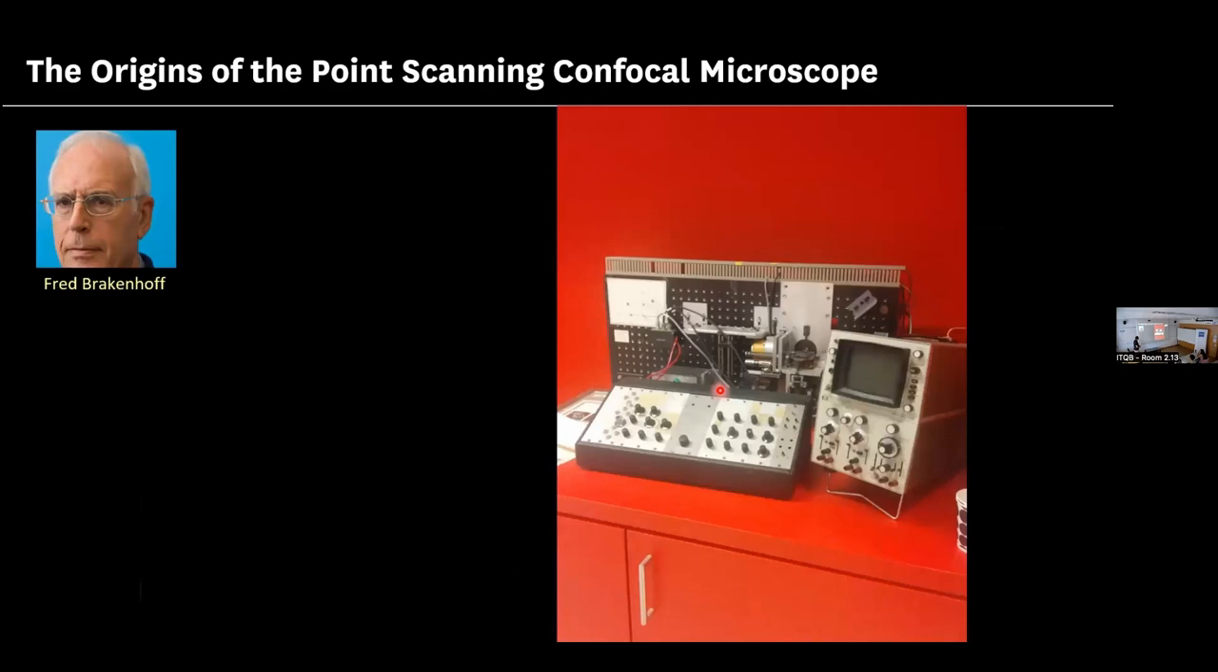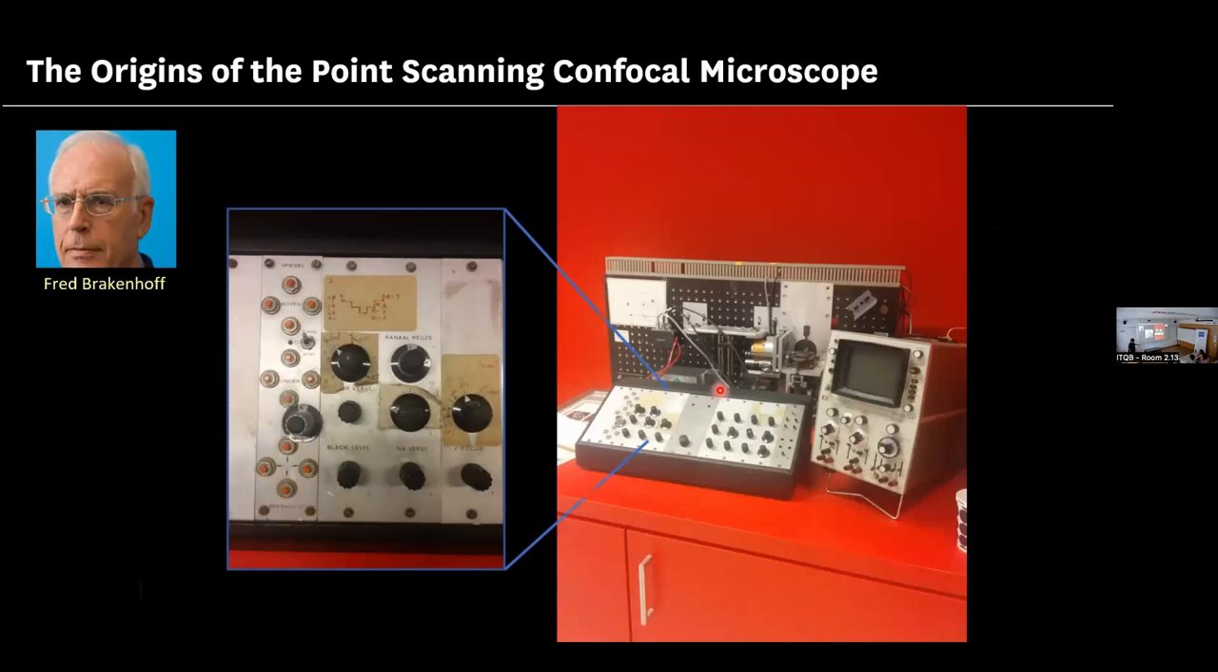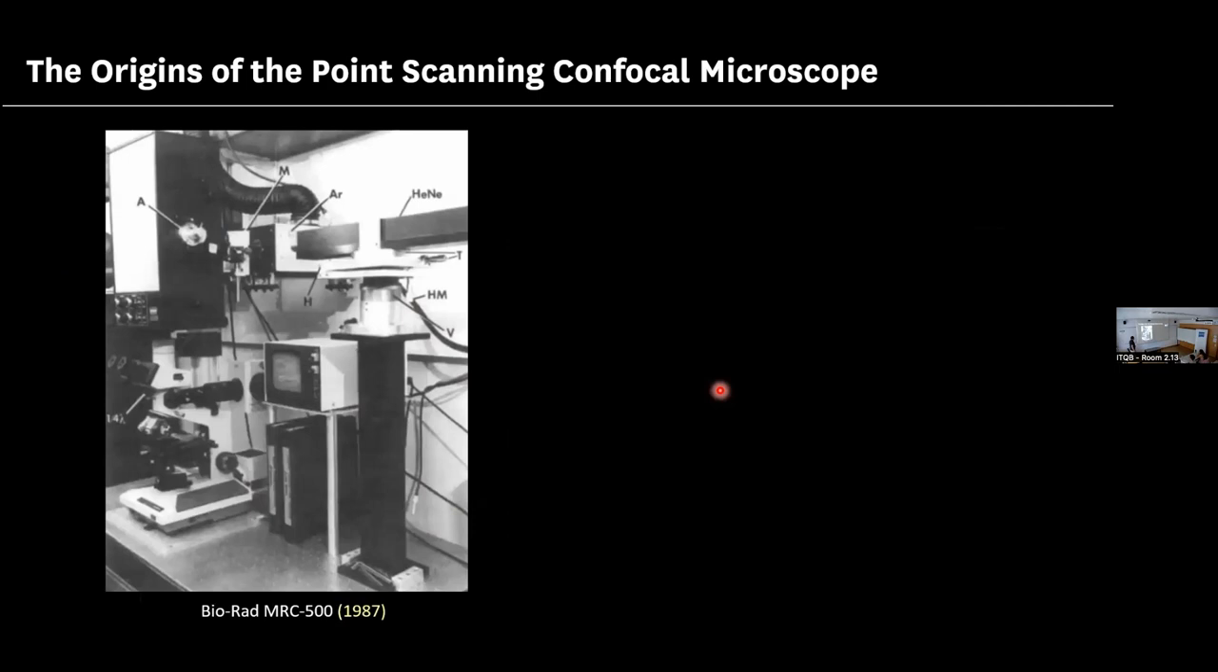I had the pleasure of knowing him in Amsterdam. This was a confocal that he used to acquire images. It looks a lot different than the confocals that we use today. You have all of these analog controls to control it. This is the first commercial confocal microscope, the Bio-Rad MRC500 in 1987.